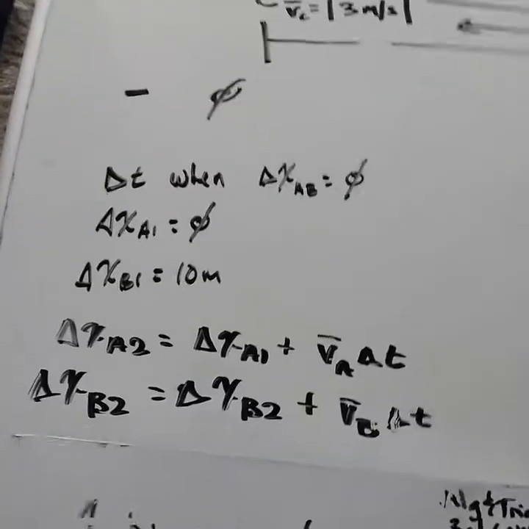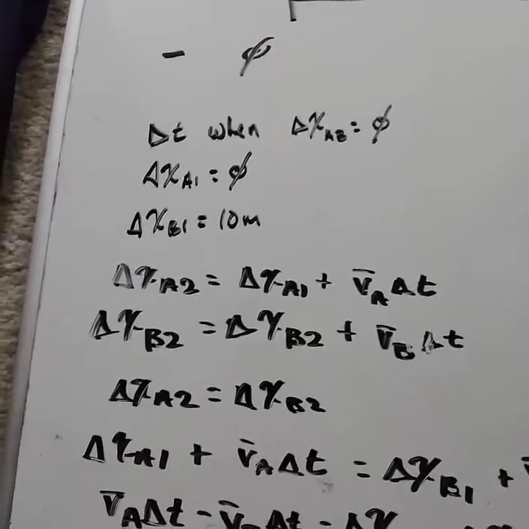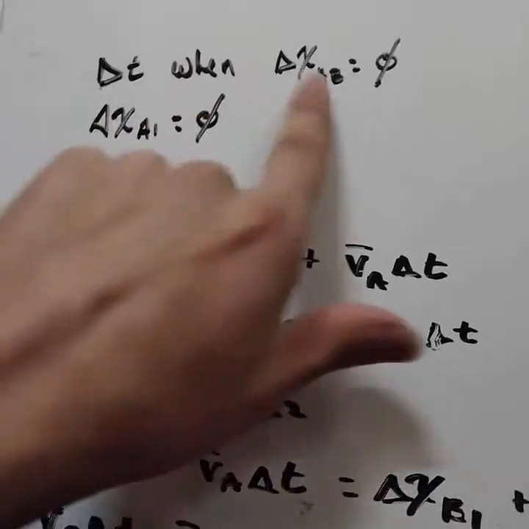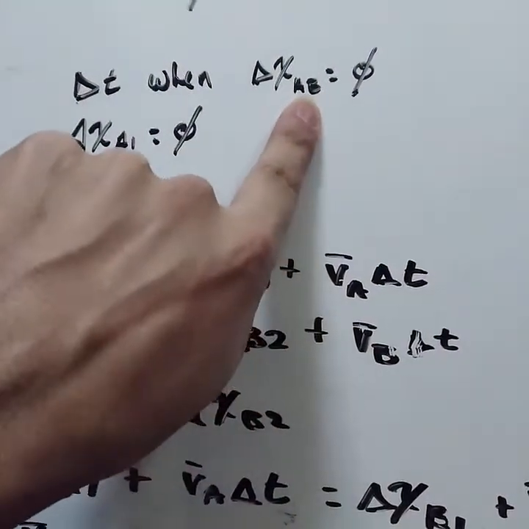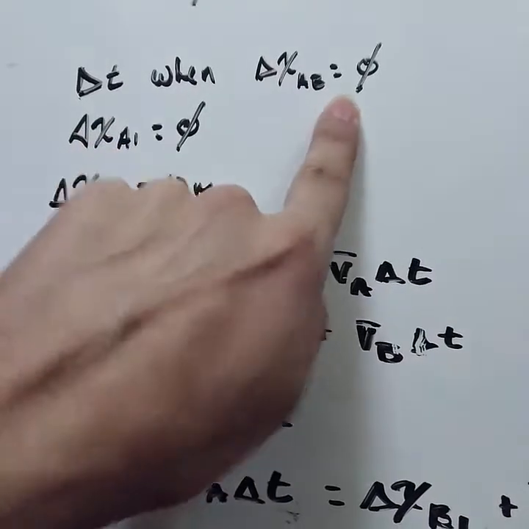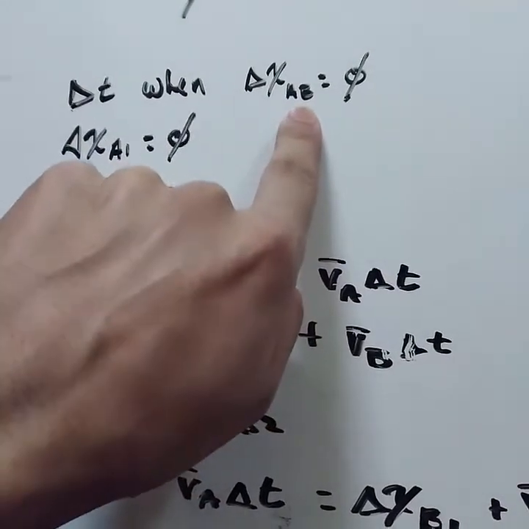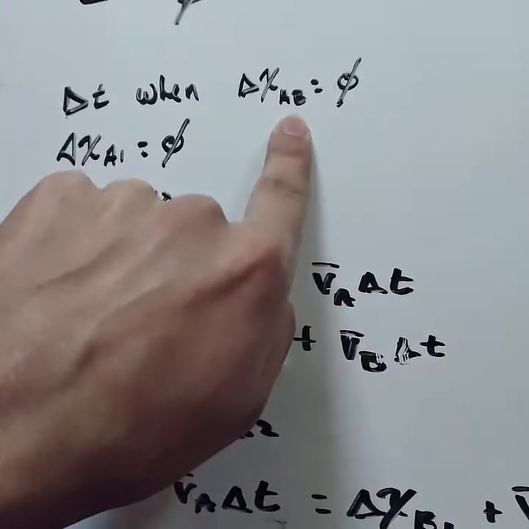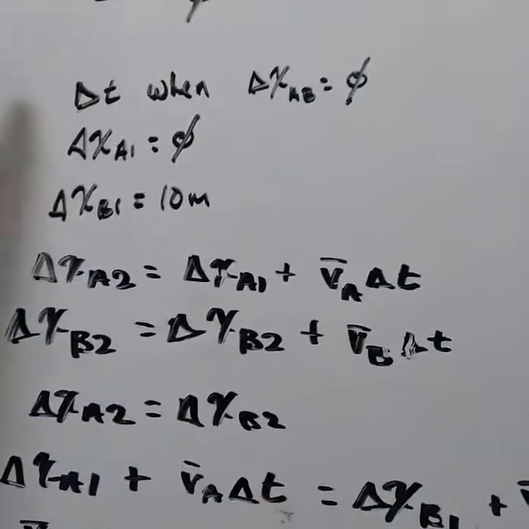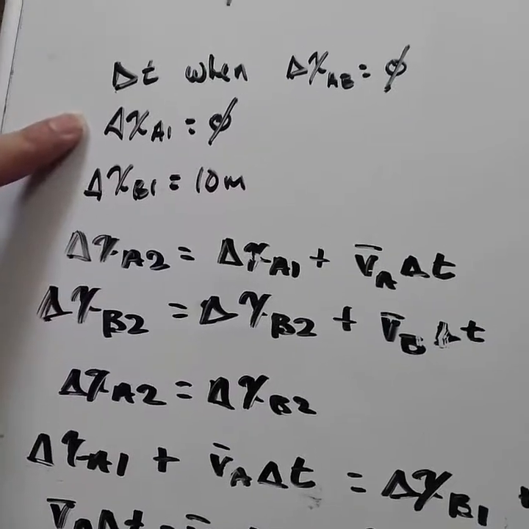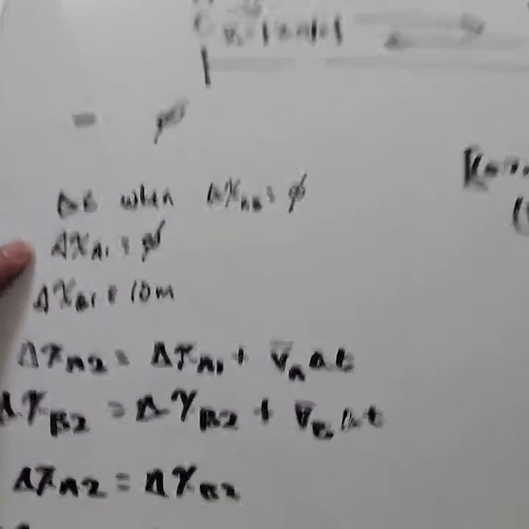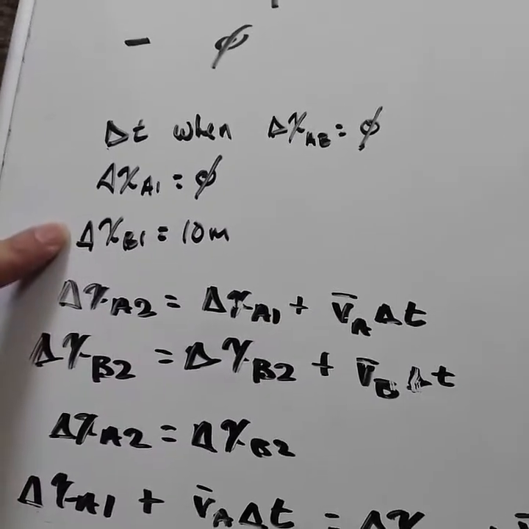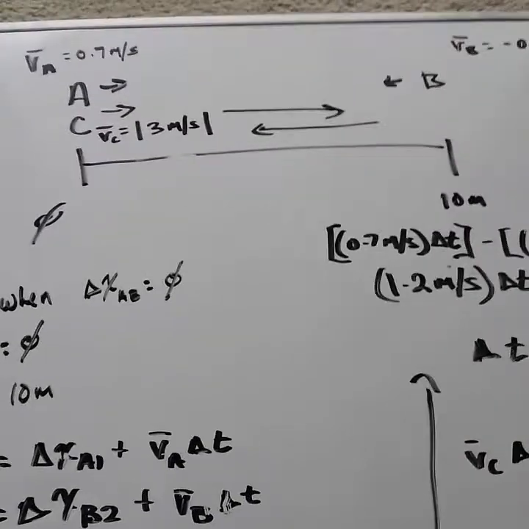Okay, so the first thing we want to do in solving this is to figure out the time it takes when the difference in position between A and B is equal to 0. When the difference between the positions of A and B is 0, that's basically when A and B meet. Okay, so the starting position of object A is 0, and the starting position of object B is 10 meters.